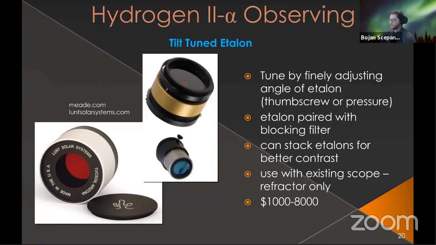And we're back to our Etalon systems for hydrogen observing. So these are Etalons that can be attached to existing telescopes, and they allow us to look at just what hydrogen is doing on the sun. These can be used with existing refractors, and the price can start getting up there.